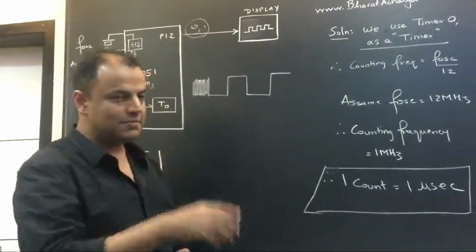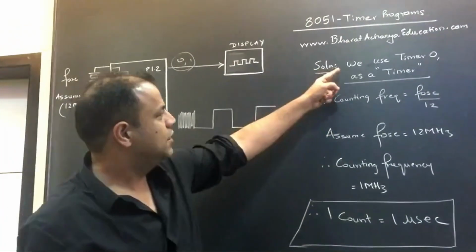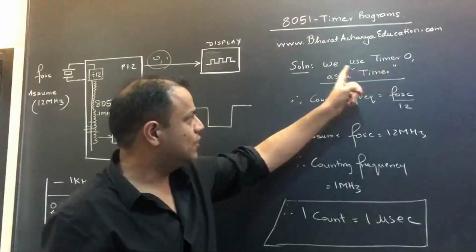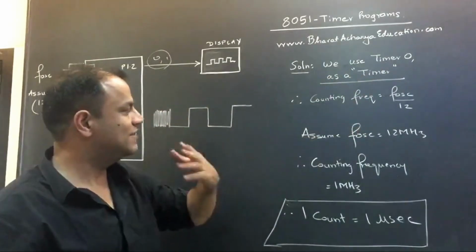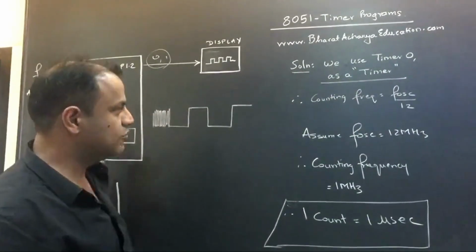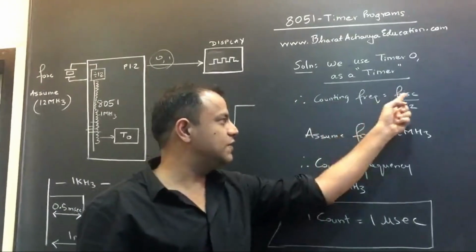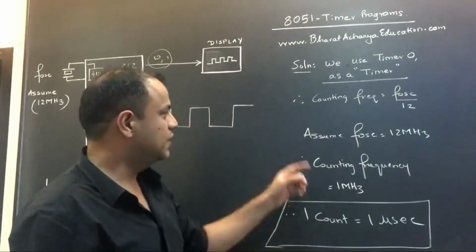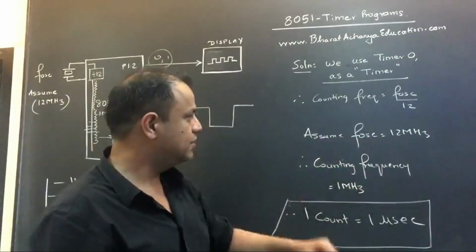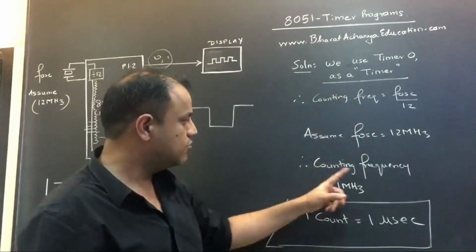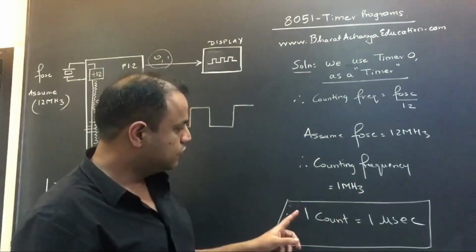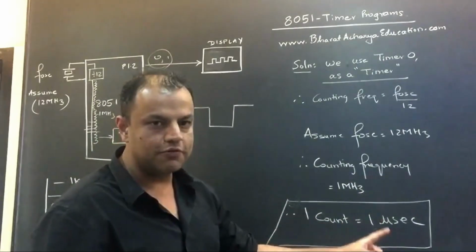Let's see. Whatever I said, I'm just writing it on the board. Solution: we use timer 0 as a timer. What is a timer? Internal clock. It counts on internal clock. That means its counting frequency is f oscillator divided by 12. Assuming f oscillator to be 12 megahertz, 12 megahertz divided by 12, counting frequency becomes 1 megahertz. So one count gives you a delay of 1 microsecond.